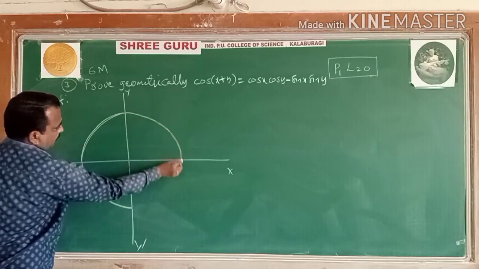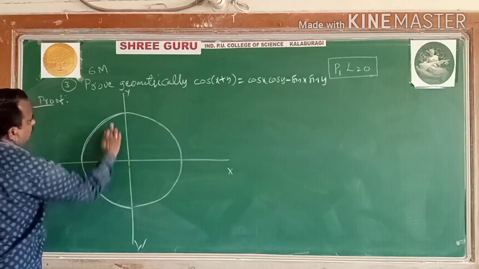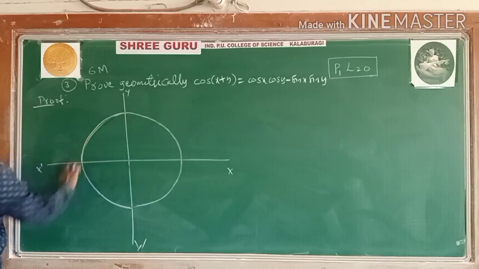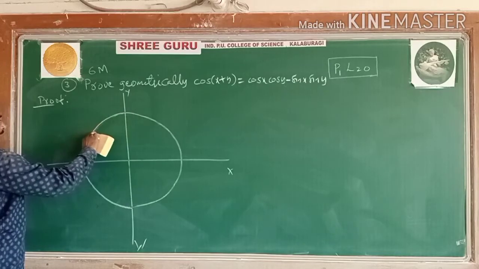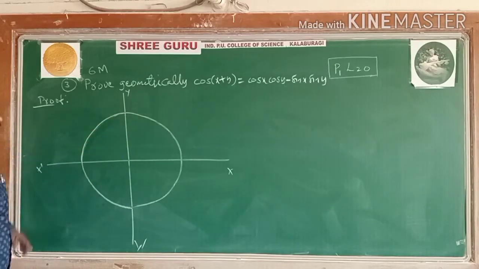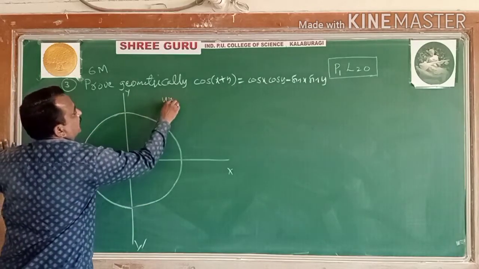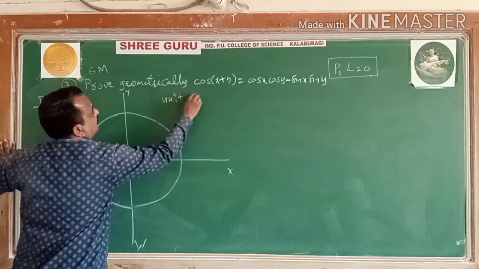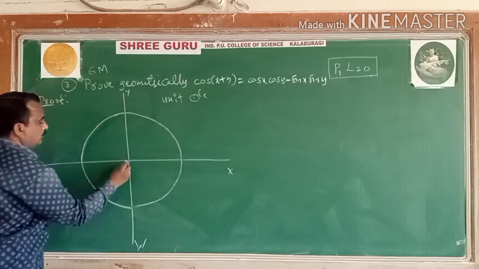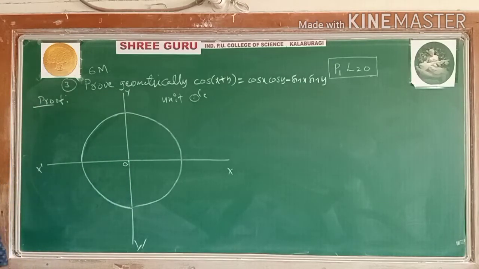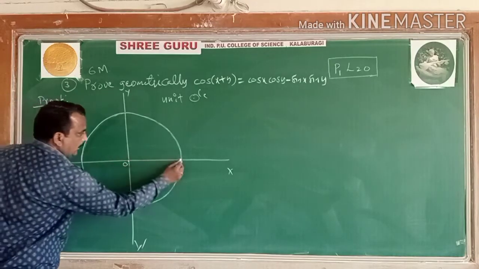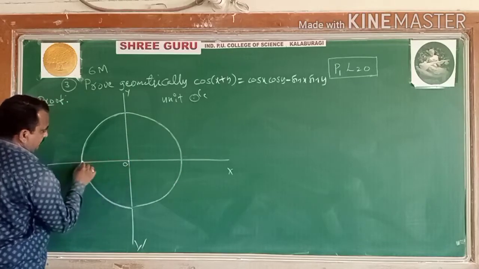A unit circle means the circle whose radius is 1 unit. Consider a unit circle whose center is at the origin O. The radius is 1 unit.